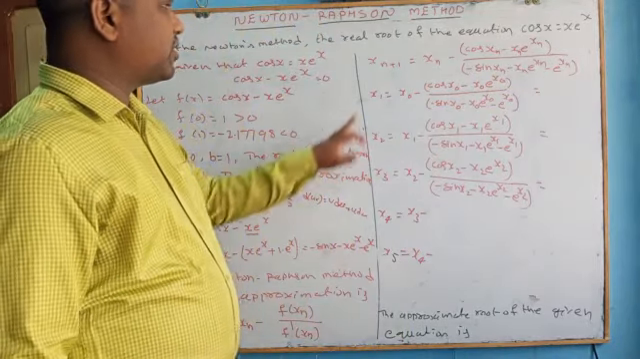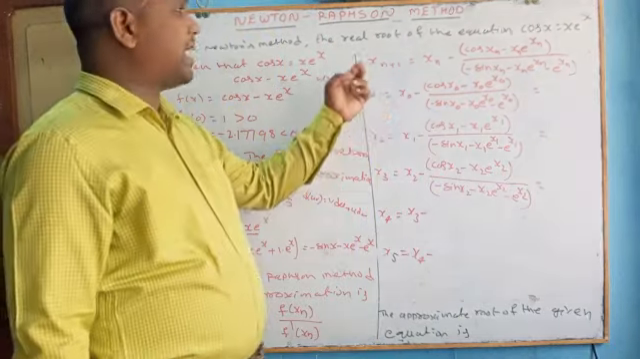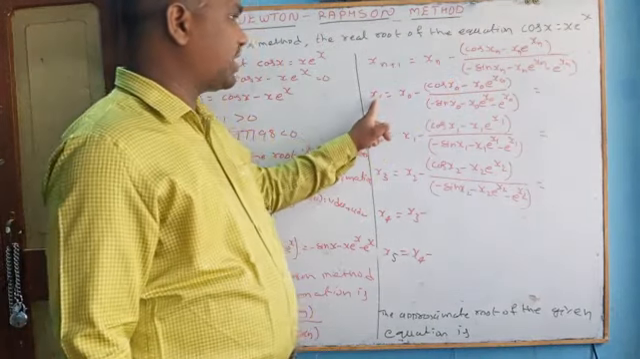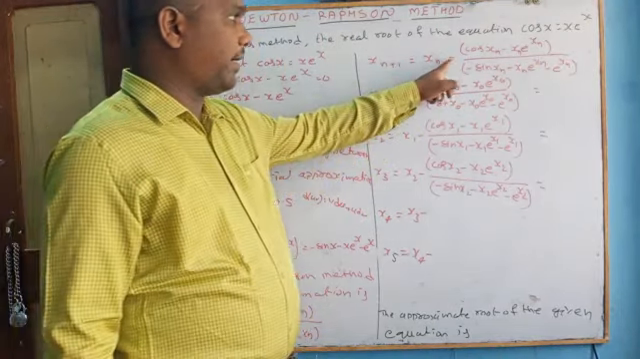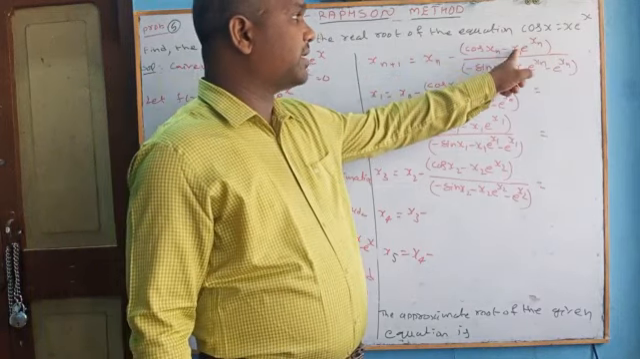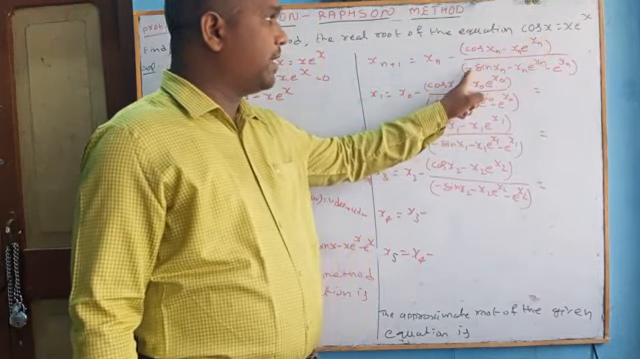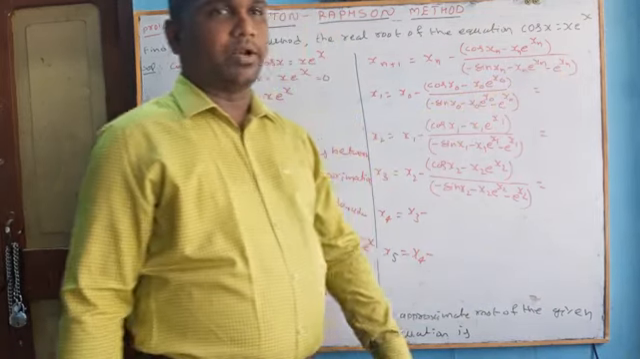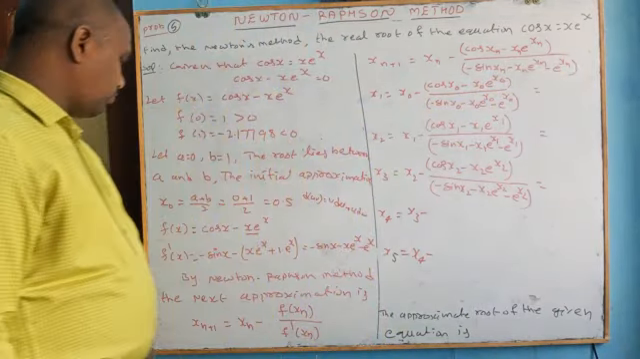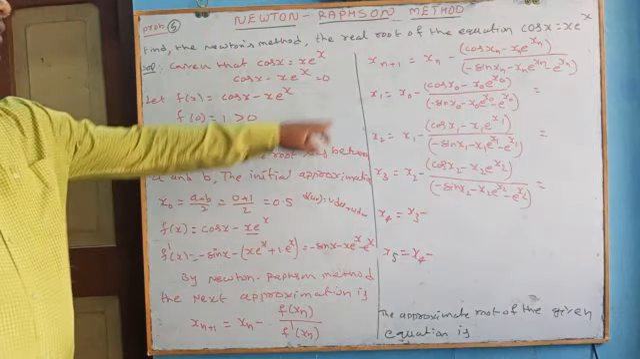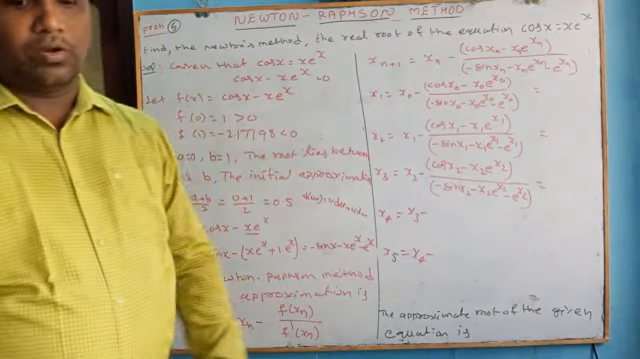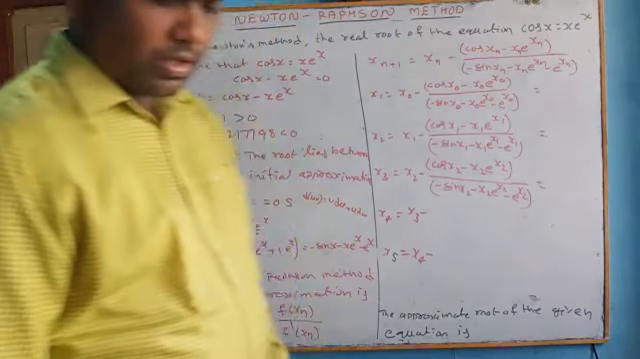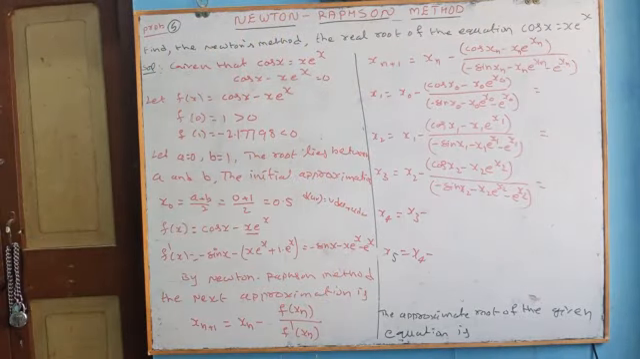So, we have to find the first approximation x1. Put n is equal to 0 in this equation, we get that x1 is equal to x naught minus cos x naught minus x naught e power x naught, divided by minus sin x naught minus x naught into e power x naught minus e power x naught. Put x naught is equal to 0.5 in this equation, we get the x1 value. So, first type this equation.